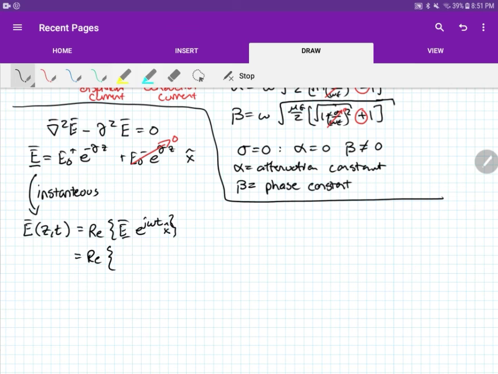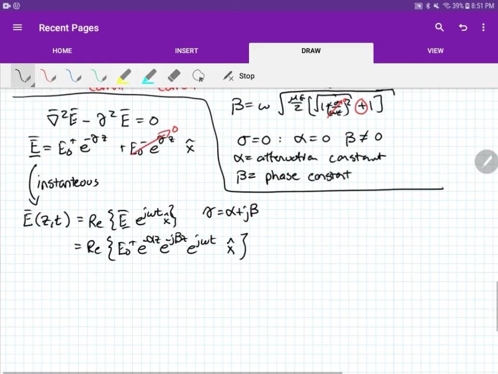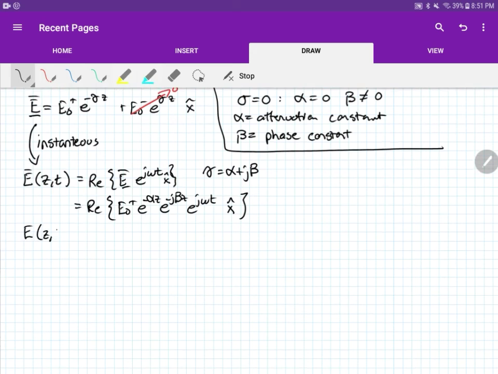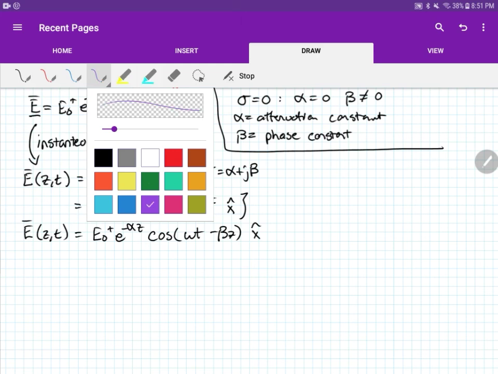And just expanding our E phasor, I'm also going to expand gamma is equal to alpha plus j beta. So we're going to have E naught plus e to the minus alpha z, e to the minus j beta z, e to the j omega t in the x-hat direction. And solving this, we're going to have an E naught plus e to the minus alpha z cosine of omega t minus beta z in the x-hat direction.